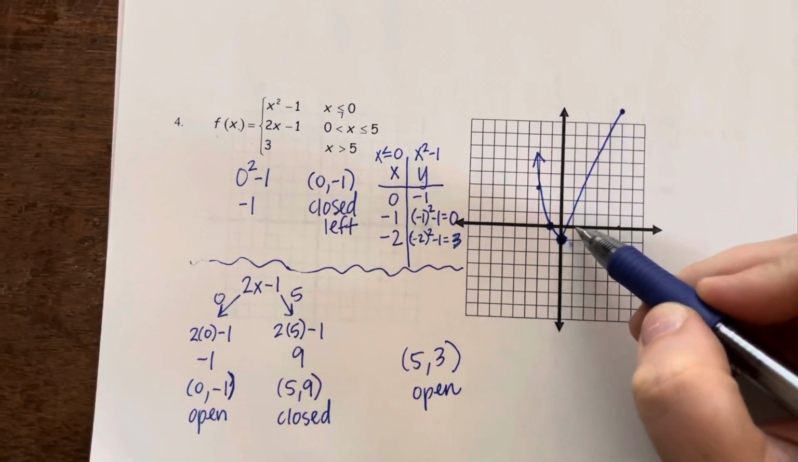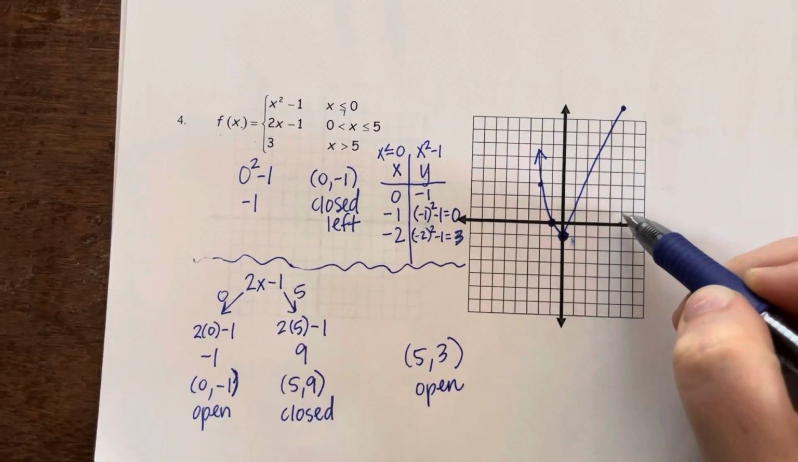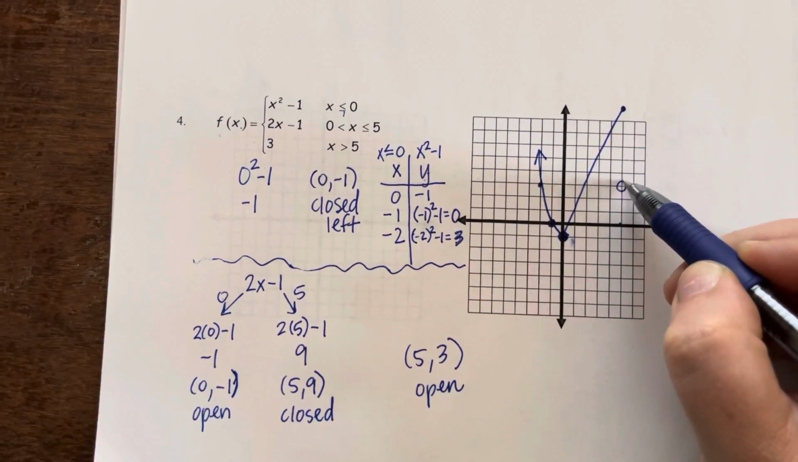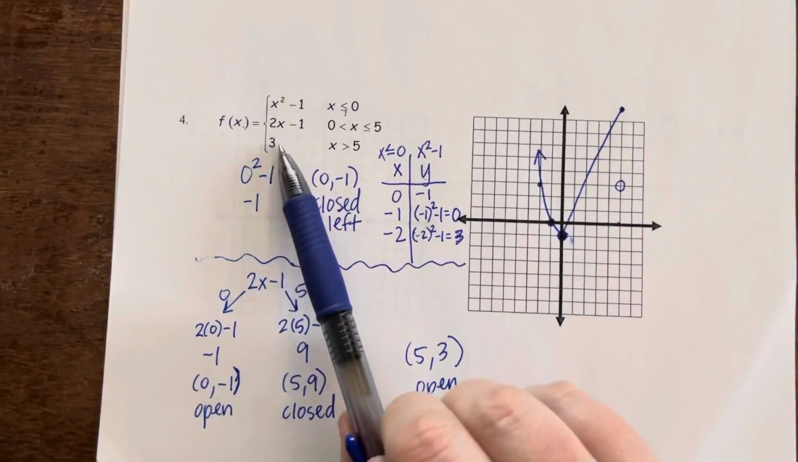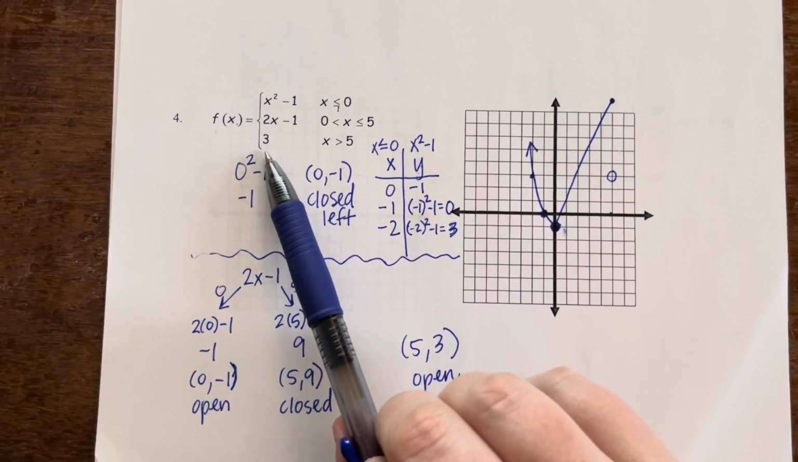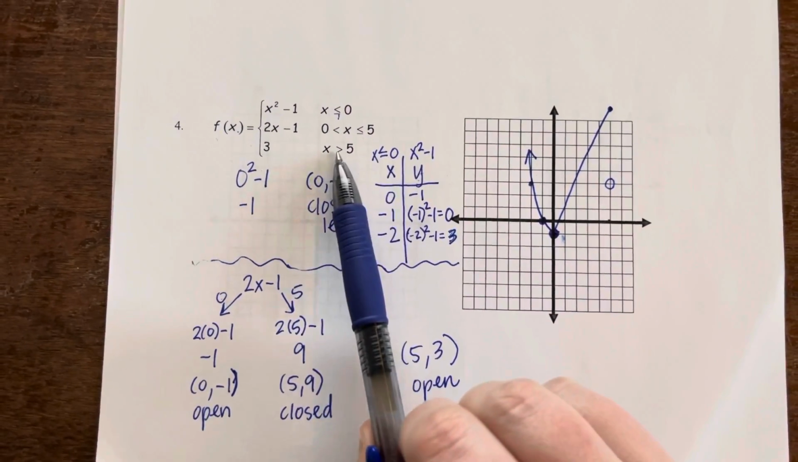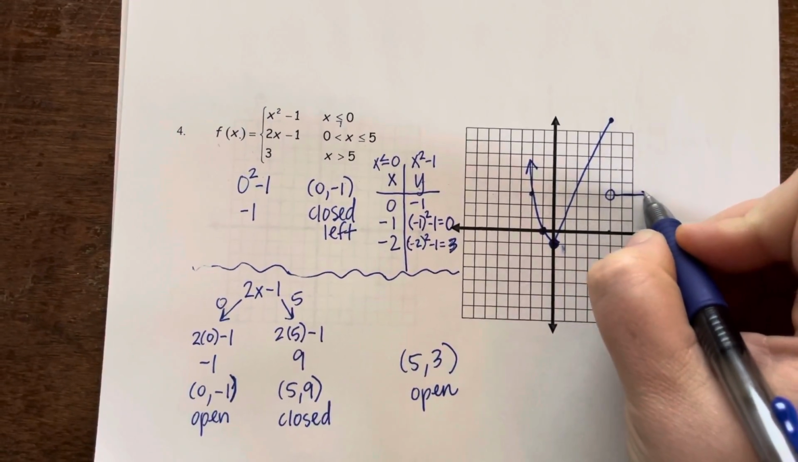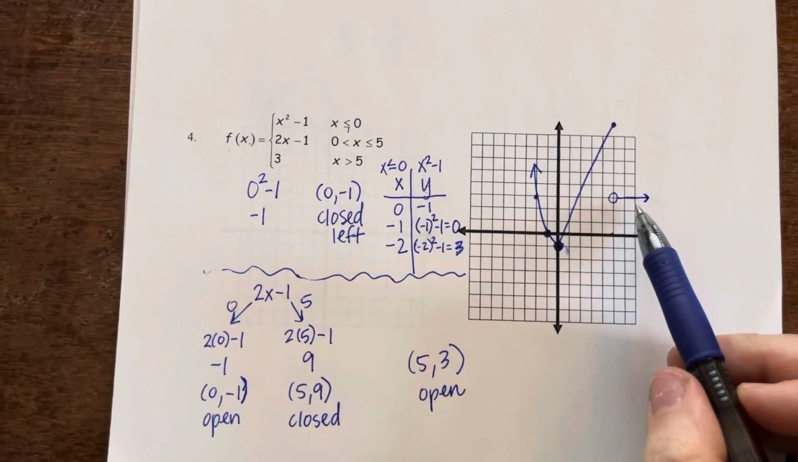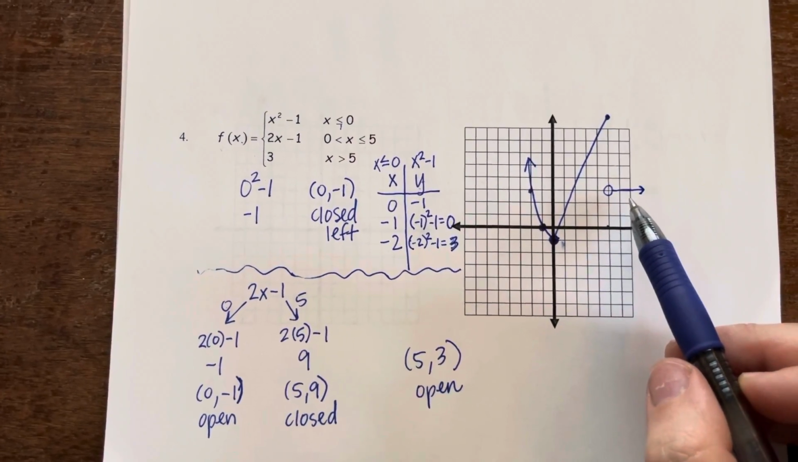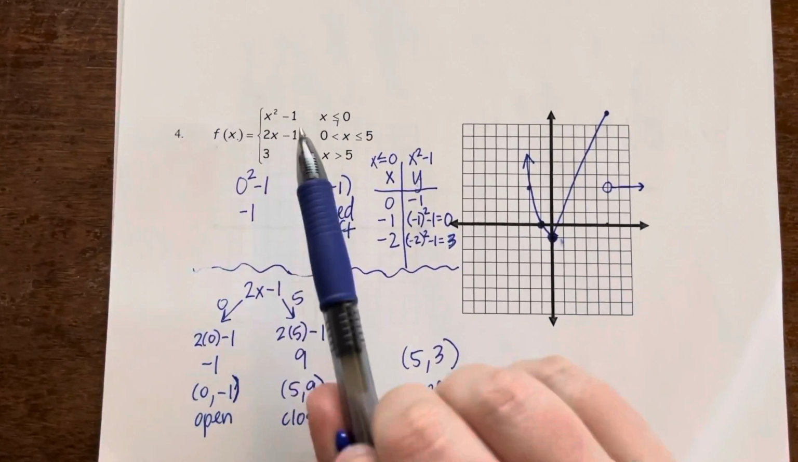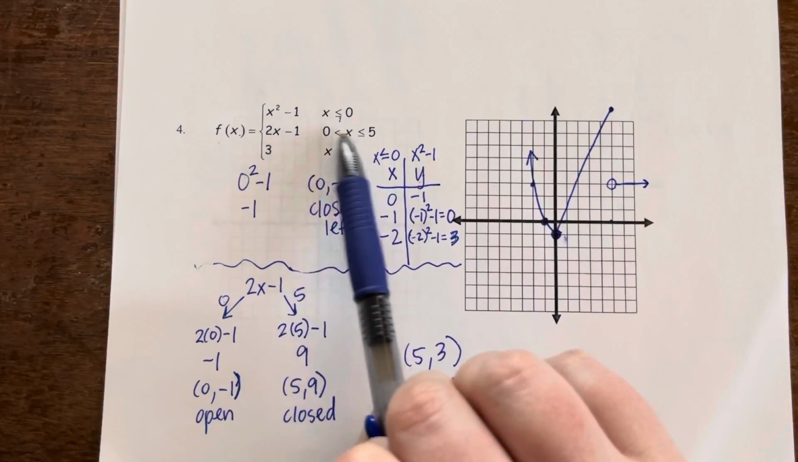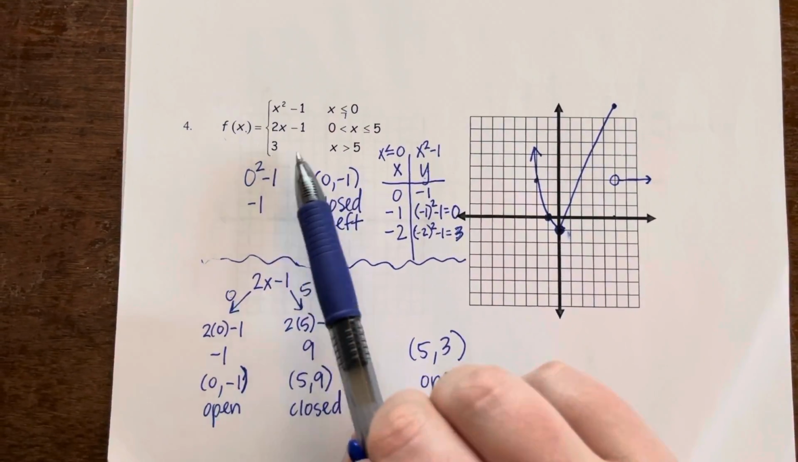So at 5, 3, you have an open circle. There's no slope for this. It's just always 3. And I'm going to the right because this arrow is pointing to the right. So that's it for this one. Okay, so this is a good example with everything that you need. Quadratic, linear, and then just horizontal lines.